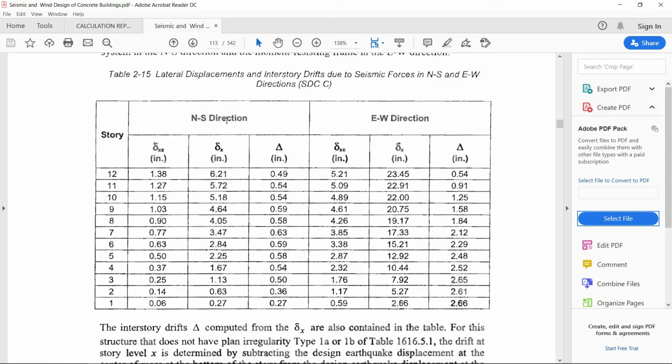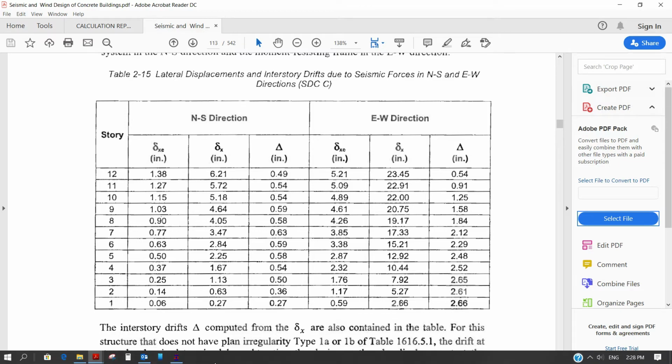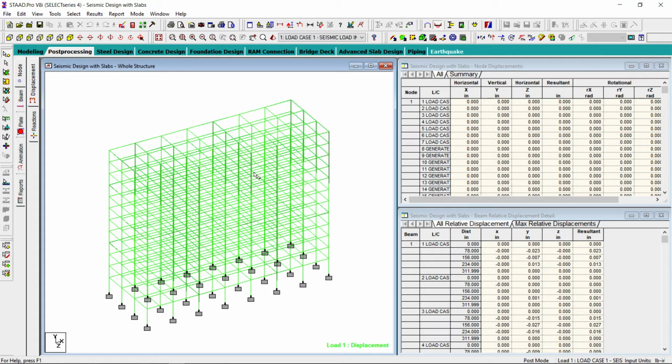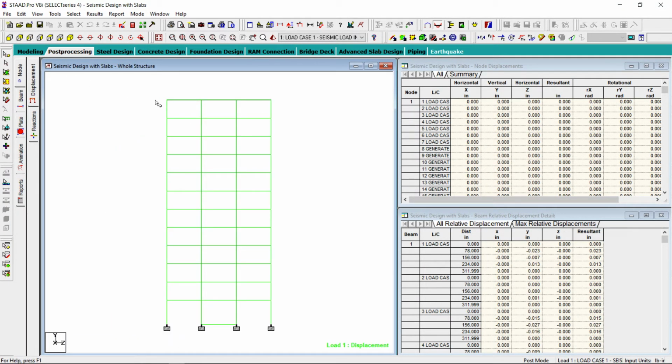You can see the deflection in the north-south direction. At the 12th story, the deflection is 1.38 inch. Then it is multiplied by omega, which is 4.5, and the difference between this value and this value is the story drift. So this deflection 1.38, let us check whether we get this deflection at the 12th story in the north-south direction. North-south direction means in this direction, right?